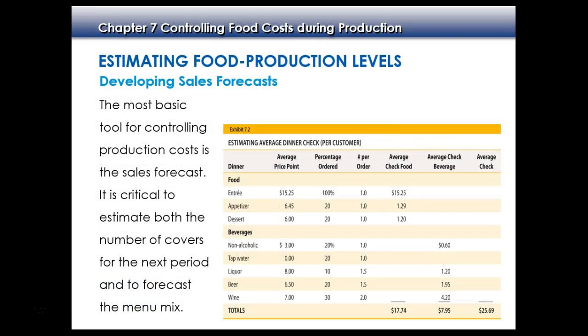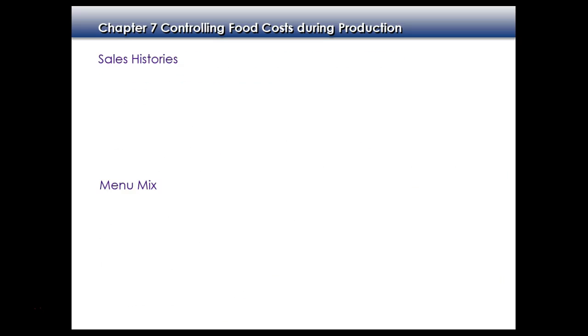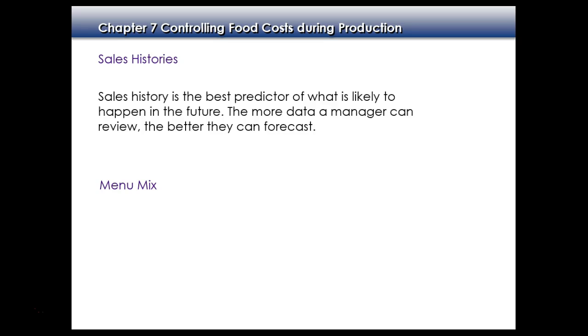So your most basic tool for controlling production costs is the sales forecast. It is critical to estimate both the number of covers for the next period as well as the menu mix. So the two things that you'll need are the sales history and the menu mix. The sales history is the best predictor of what's going to happen in the future. The more data a manager can review, the better they can forecast.